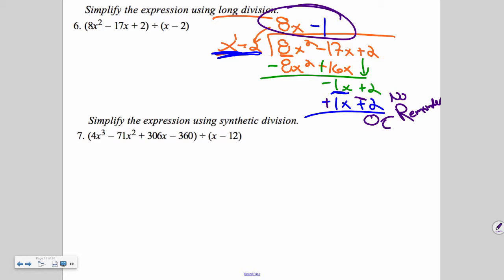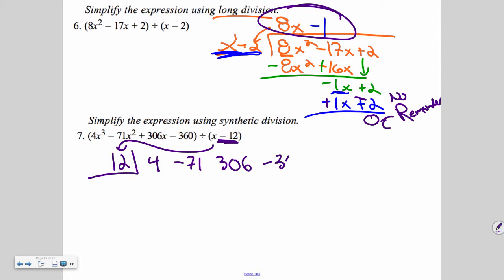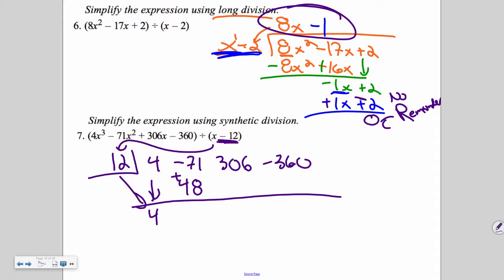For synthetic division, it sometimes is a little bit quicker. I put the opposite of this number in the hook. And then I do 4, -71, 306, -360. I draw a line down here. I carry down the 4. I do 12 times 4, which is 48. I then add these. I get -23.